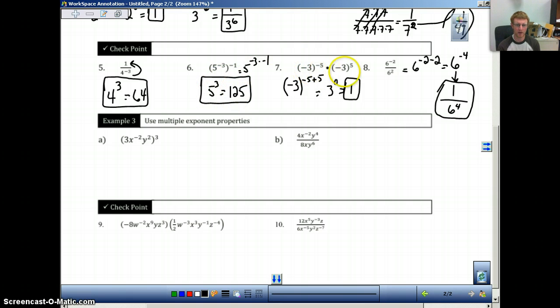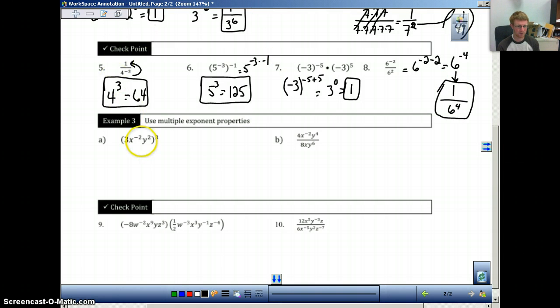Next one, same base, so we're adding our exponents. Okay, so negative 5 plus 5 is 0. 3 to the 0 is 1. And then the last one, we are subtracting our exponents. So we have 6 to the negative 2 minus 2 is negative 4. Because it's 6 to the negative 4, we're not done yet. We have to get rid of that negative. So we bring that to the bottom of the fraction, which is 1 over 6 to the 4th.